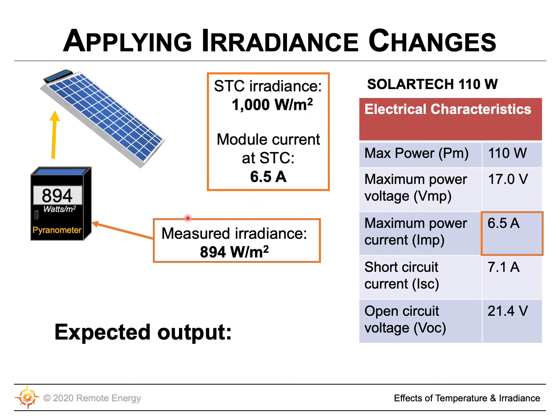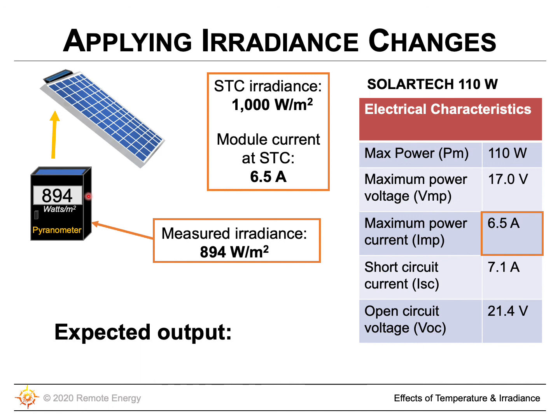But we took our pyranometer, we put it at the top of our module at the same tilt angle and orientation, and it reads 894 watts per meter squared. So we know that since this number is less than 1,000 watts per meter squared and current is proportional to irradiance, that we should be seeing less than 6.5 amps. We're only going to see 6.5 amps if there's 1,000 watts per meter squared. If we have less than 1,000 watts per meter squared, we will see less current. Okay, that's the general rule.